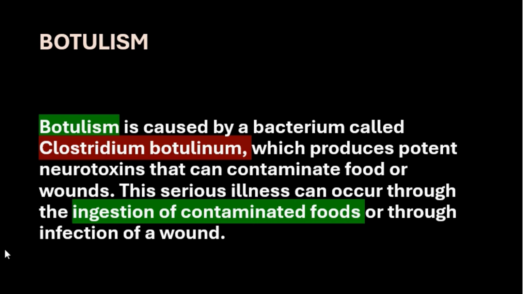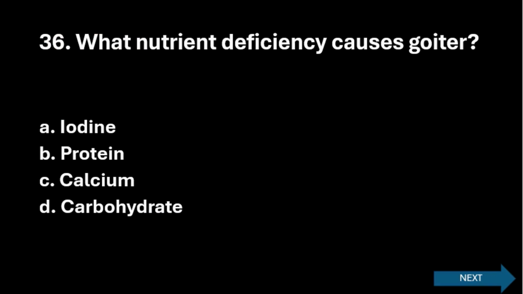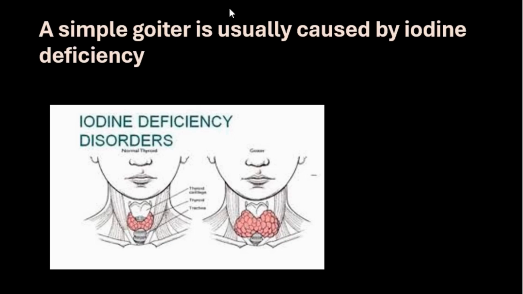Next question. What nutritional deficiency causes goiter? Option A, iodine. Option B, protein. Option C, calcium. Option D, carbohydrate. Here the right answer is option A, iodine. Simple goiter is usually caused by iodine deficiency.